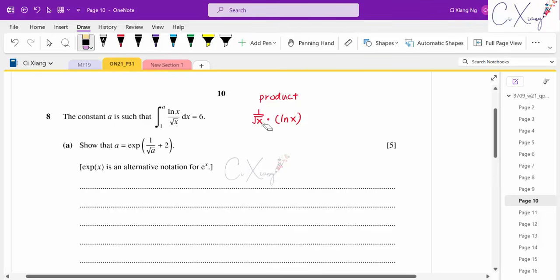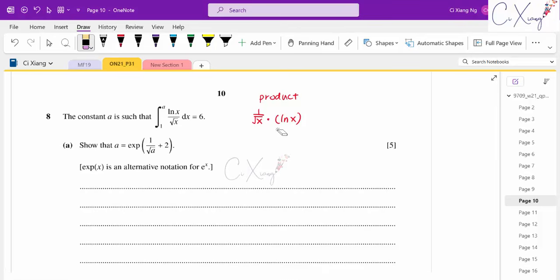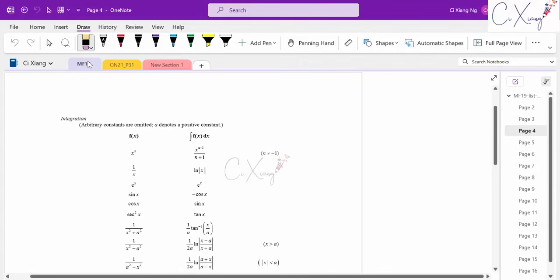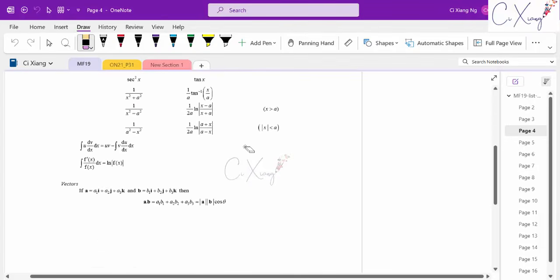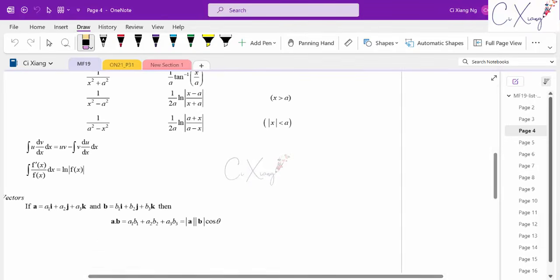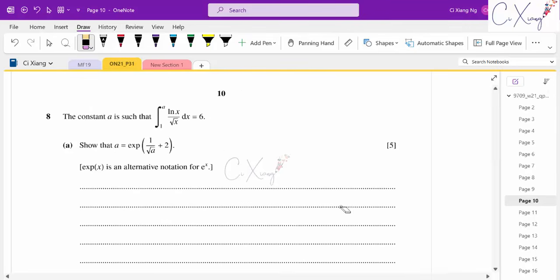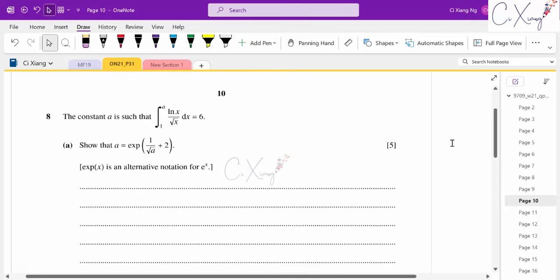So now, since we know that it is a product of two different functions, we are going to apply integration by parts for the integration here. Okay, so what's the integration by parts formula? Again, if you can't remember, you can have a look at the formula booklet. It is provided here. I already tried to copy it just now, so let's have a look at this particular formula.